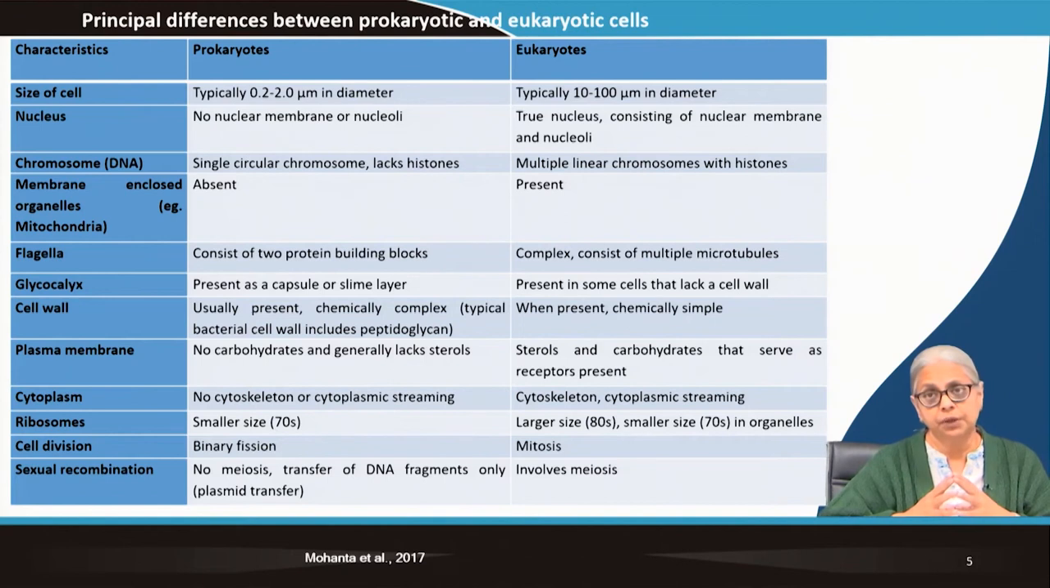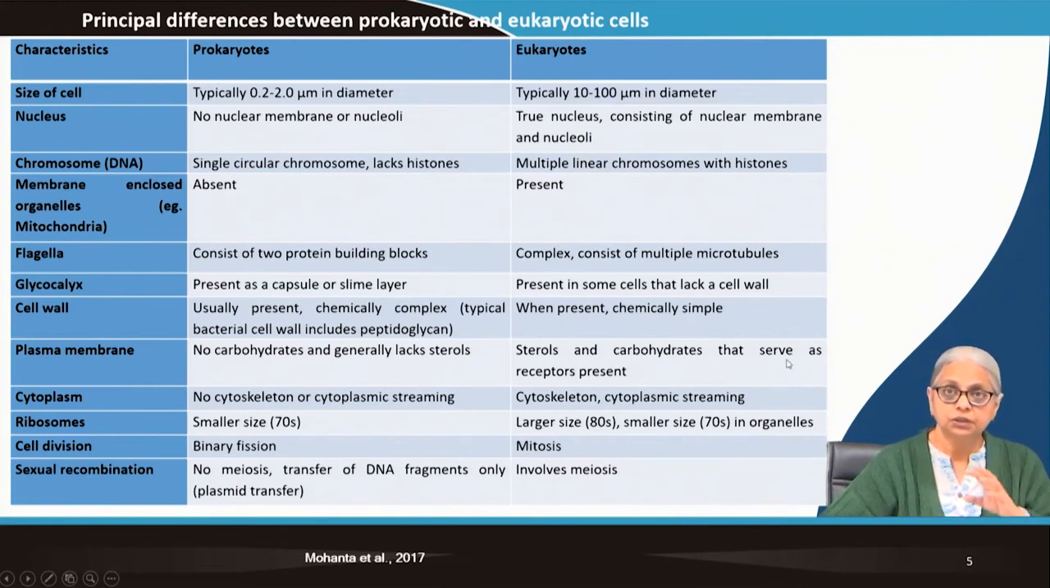Then we come to the plasma membrane. The plasma membrane is again present in both. In prokaryotes, there are no carbohydrates and it generally lacks sterols. Sterols and carbohydrates serve as receptors in eukaryotic plasma membranes. The cytoplasm is also present in both. However, in prokaryotic bacteria, because the cell wall is somewhat rigid, there is no cytoskeleton and no cytoplasmic streaming.